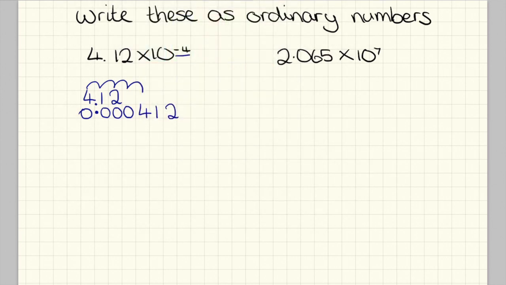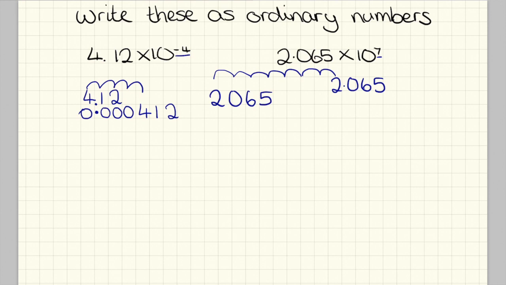We know that we're moving to a decimal because it was a minus power. Now we've got a positive power, so this one is going to get bigger. So we're going to move 7 spaces along, write our numbers, add in your decimal point and fill up your zeros to the decimal point.